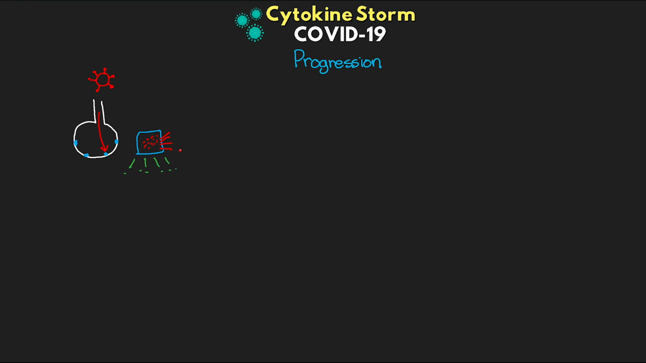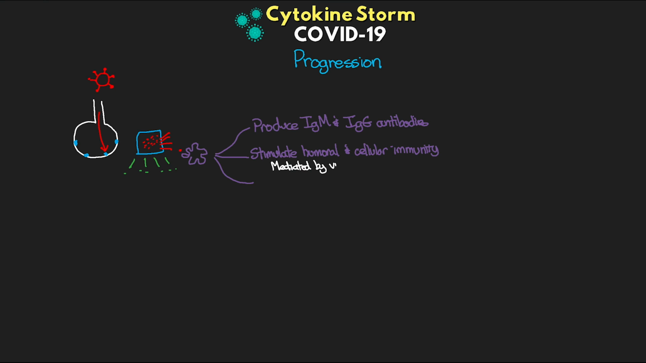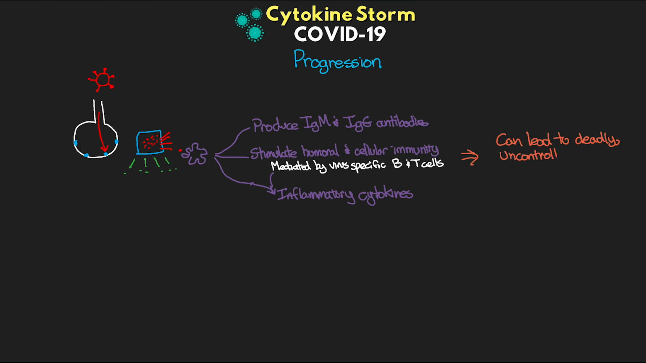In addition to that, the antigen here is going to come in contact with our antigen-presenting cells. Think of our dendritic cells here. This is really an essential part of the body's antiviral immunity. Now, a couple things are going to happen. We're going to produce IgM and IgG antibodies. We're going to stimulate the humoral and the cellular immunity, mediated by our virus-specific B cells and T cells. Then these cells are going to produce these inflammatory cytokines. Again, this can be a normal process for some people, but in a subset of people, this is going to lead to that deadly, uncontrolled, systemic and local inflammatory response.